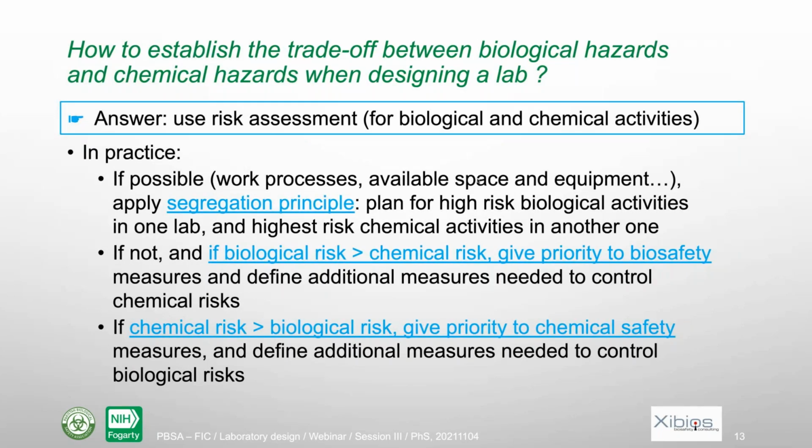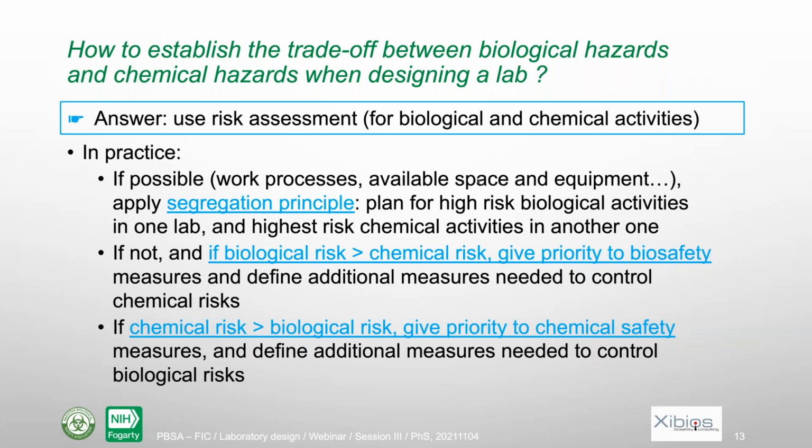Another question was about the trade-off between biological hazard and chemical hazard while designing a lab, and that's very important. It's a question that is raised most of the time for different types of activities. The general answer would be to base decision again on risk assessment. You need to do the risk assessment for biological activities and for chemical activities. In practice, if the work process allows it, and if you have enough space and equipment to do it, in that case, you should apply segregation principles and plan for high-risk biological activities in one lab and for high-risk chemical activities in the other lab.